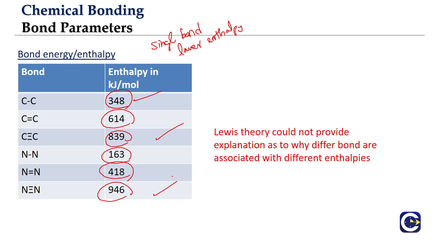So Lewis theory could not provide an explanation as to why different bonds are associated with different enthalpies, because if it is about the sharing of electrons, carbon-carbon are sharing one pair of electrons, nitrogen-nitrogen are sharing one pair of electrons. Why is the carbon-carbon single bond enthalpy 348, while the nitrogen-nitrogen single bond is 163? Why is there a difference between these two enthalpies? This area is also not addressed by the Lewis theory.